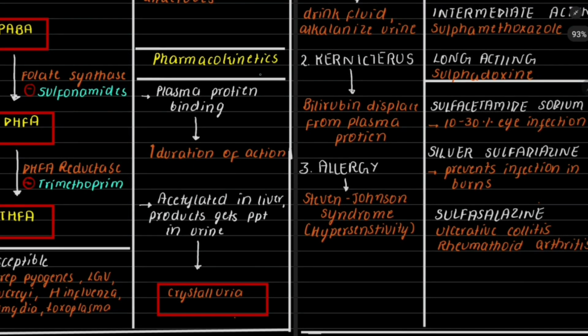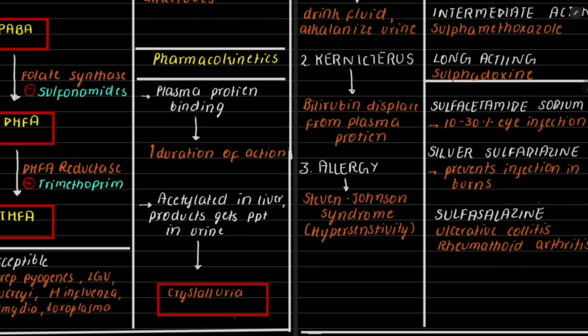Now coming to the pharmacokinetics. Pharmacokinetics, as we know, is discussed under 4 headings: absorption, distribution, metabolism and excretion, which is generally remembered by the acronym ADME. But here I am only mentioning the 2 most significant points of the pharmacokinetics of sulfonamides. First being plasma protein binding. Sulfonamides are highly plasma protein bound drugs. Now what is the significance of this point? As sulfonamides are more plasma protein bound, they have a longer duration of action.